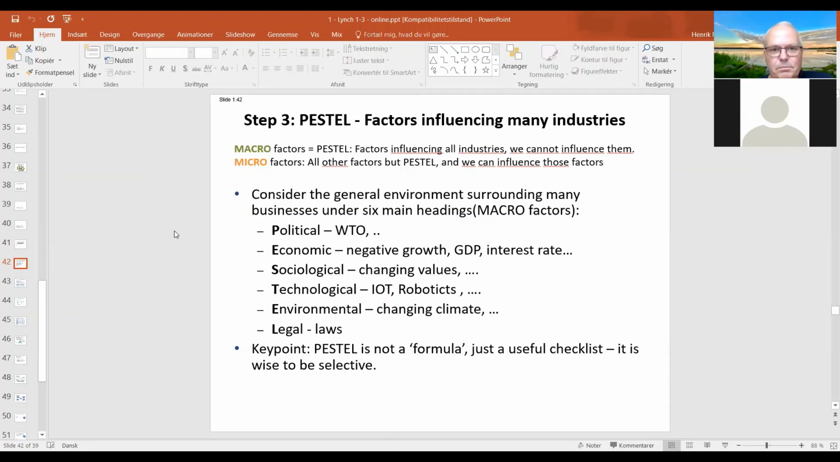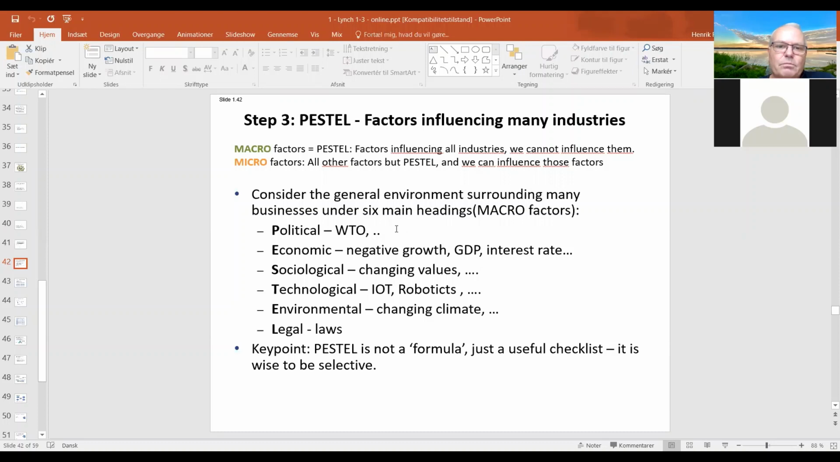But when we are talking about PESTEL factors, we are talking about what we call macro factors. And those we call PESTEL. These are factors, as you can see here, influencing all industries. We cannot influence them. And it's also quite hard to see them. You cannot see them just by looking outside your window.